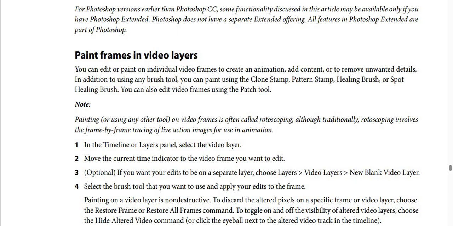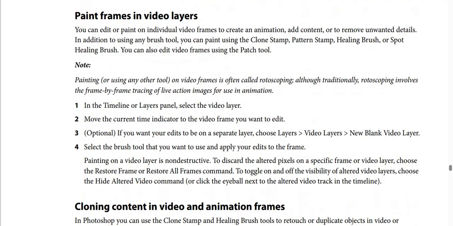And we have steps again here now. In the timeline or layers panel, you should select the video layer, and step number 2, move the current time indicator to the video frame you want to edit. Step number 3, optional, if you want your edits to be on a separate layer, you should choose layers, then choose video layers, then choose new blank video layer. And step number 4, select the brush tool that you want to use and apply your edits to the frame.